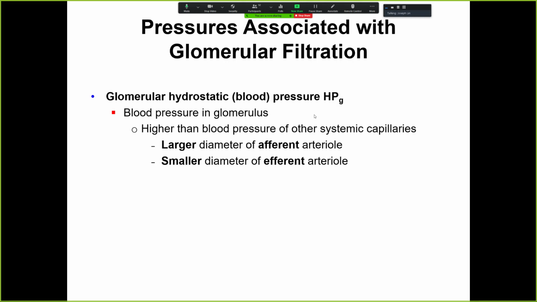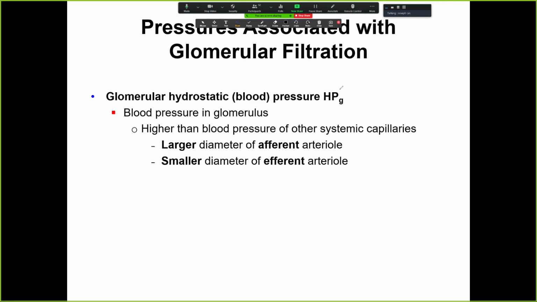The first value of this story begins with what we call HP sub G. HP just stands for hydrostatic pressure, like we've seen a couple of times now. The lowercase subscript g represents the glomerulus, so it's the glomerulus hydrostatic pressure. The pressure in the glomerulus is directly affected by the blood pressure of the cardiovascular system. And what you will see here is that when you have a larger diameter of the afferent arteriole, you will allow more of it to go in.